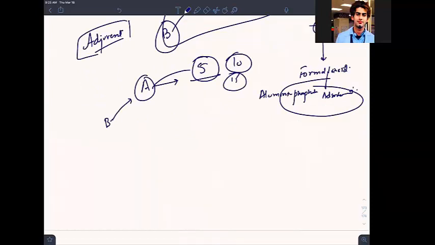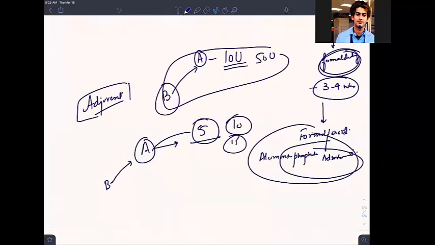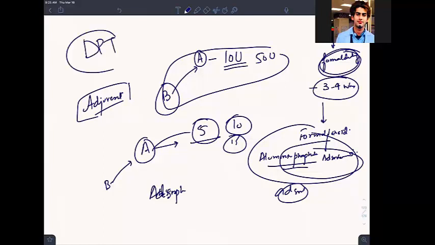So this toxoid which you produce, you put it on aluminium phosphate. This is now called an adsorbed toxoid. Why? Because you have given the aluminium phosphate and it has got adsorbed. Chemistry: adsorption. This is the thing which you will be using in the DPT vaccine: diphtheria, pertussis, tetanus.